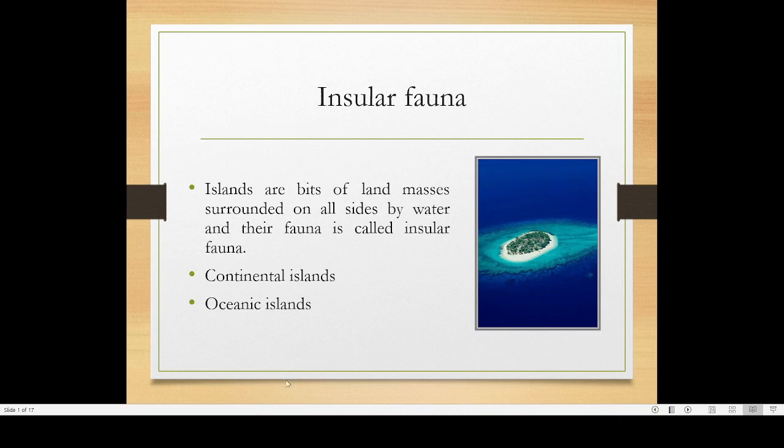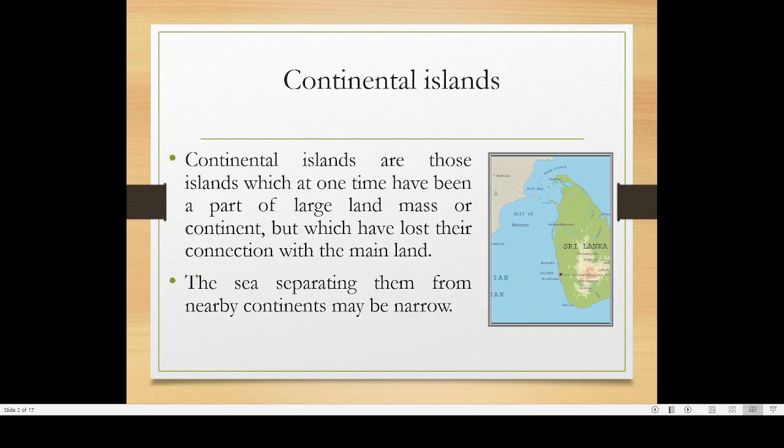So here you can say there are two different types of island. One is known by the name continental island, and the second one is known by the name oceanic island. So we have to first understand what is the difference between this continental island and this oceanic island. Now in the case of a continental island, you can see the island of Sri Lanka. Sri Lanka is an island present very near to the Indian land or Indian subcontinent. Now this is a very good example of a continental island.